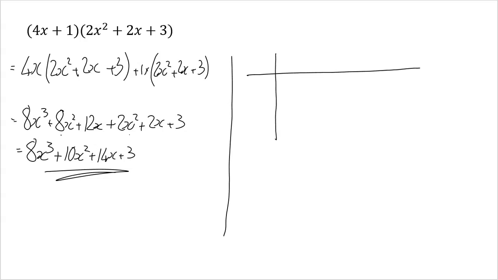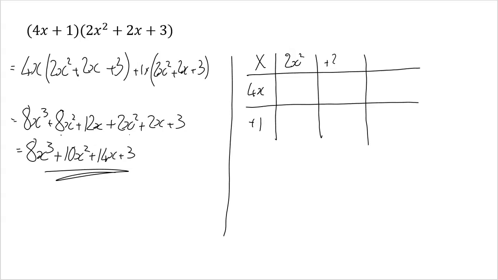I could, again, use the table if I wanted. So let's make the first column the linear bracket. So I've got my 4x and I've got a plus 1. My first row would then be the quadratic. So I've got 2x squared plus 2x plus 3. And then it's the entries. Each entry, remember, is the product of row and column, as it always has been. So it'll be 8x cubed plus 8x squared plus 12x. Second row would then be plus 2x squared plus 2x plus 3.